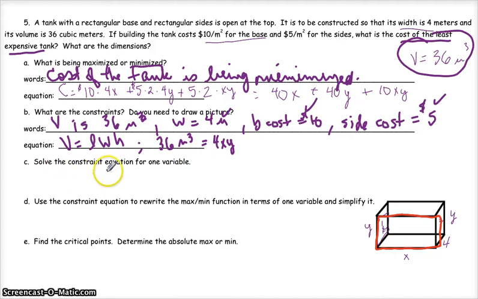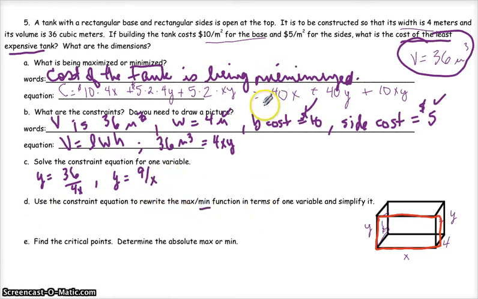So now we have our constraint equation. Let's solve that constraint equation for one variable. You can choose whether you solve for x or y. I'm going to solve for y. So to solve for y, we would divide both sides by 4x. So our constraint equation, y equals 9 divided by x.